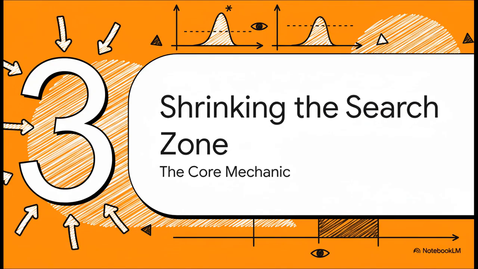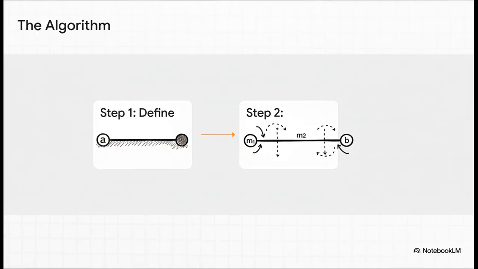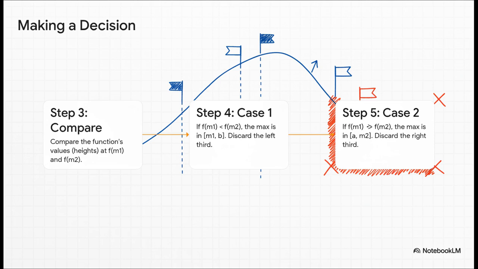Right, so that comparison, that is the absolute core of how this works. Because based on that one single piece of information, you get to make a really powerful decision that just obliterates a huge chunk of your search zone. Let's see exactly how that plays out. So the process kicks off by defining your whole landscape, from a starting point A all the way to an ending point B. Then it calculates those two special midpoints, M1 and M2, which slice that entire range into 3 perfectly equal sections.